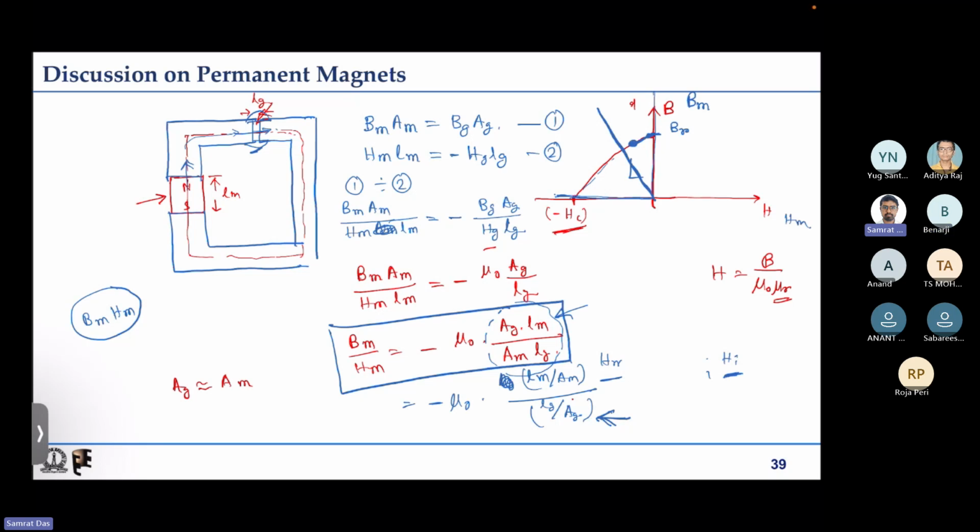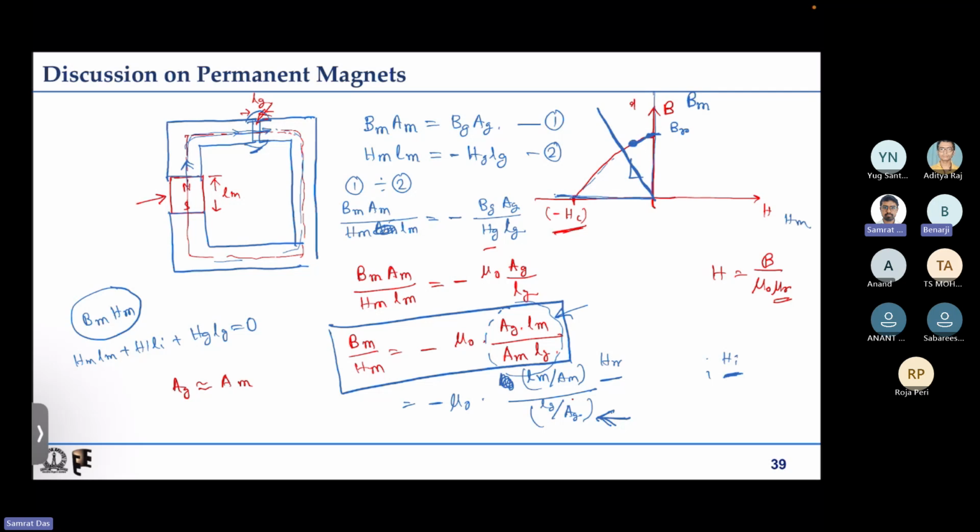So there I was applying Maxwell's circuital law here, right? Yes, sir. So Hm into Lm plus H iron into L iron plus H gap Hg into L gap equal to 0, right? Correct. That is Maxwell's, this Ampere circuital law, nothing other than that. That's clear.